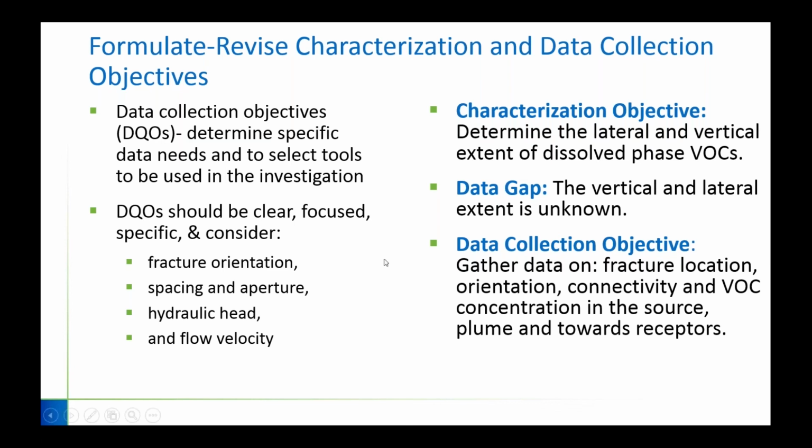So some examples here, let's say your overall objective is to determine the lateral and vertical extent of the VOCs. Obviously, that was driven by your data gap that you don't know what the extent is. If we're working on a fractured rock site, for example, your data collection objective might look something like this. You're getting specific on what you're going to assess, what parameters you're looking for, as well as where.